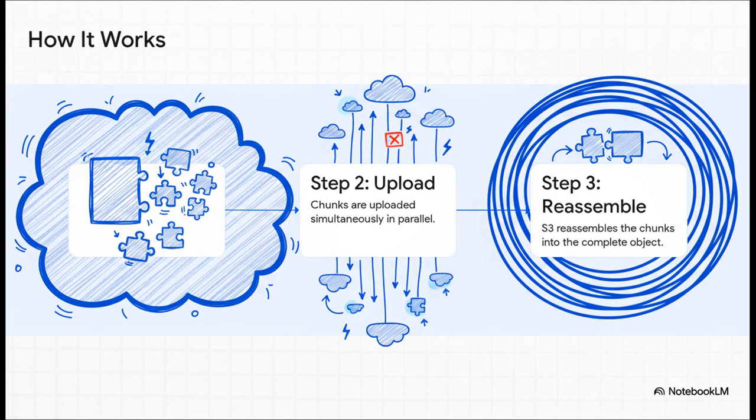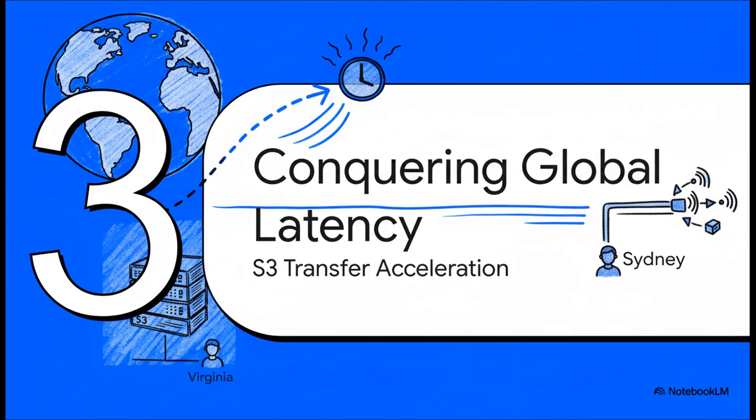And the process itself is just beautifully simple. Your application handles splitting the file into chunks. Then, those chunks get uploaded all at once in parallel. That's where all the speed comes from. And here's the best part. If one of those chunks fails because of a network hiccup, you only have to resend that one tiny piece, not the whole darn thing. Once all the parts get there safely, S3 just stitches them back together into the original object. Easy.